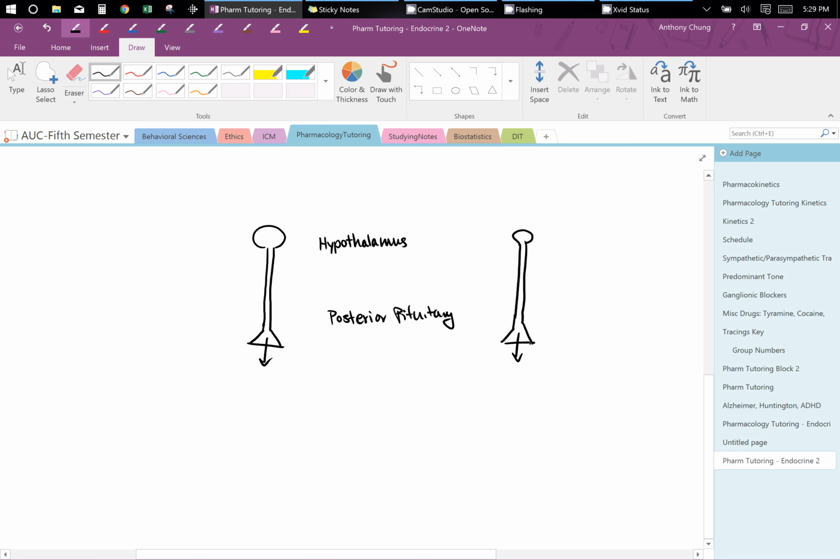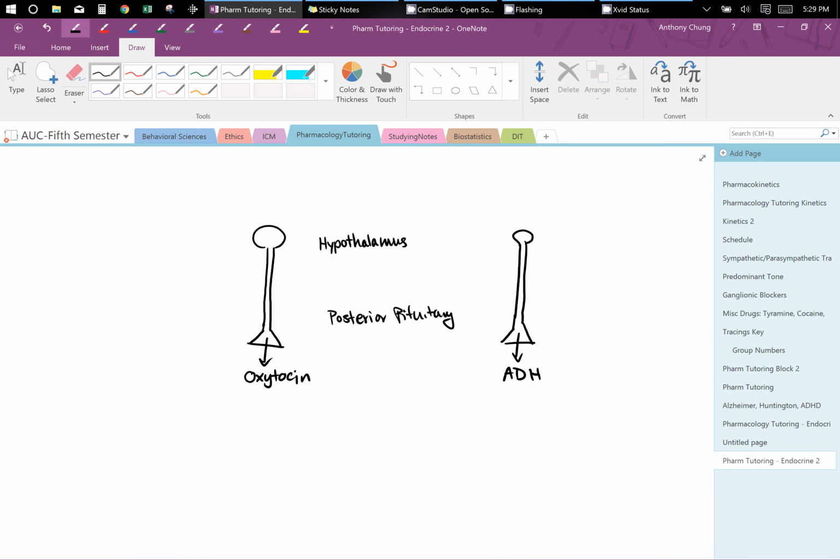Okay, so there are two things released in the posterior pituitary. One of them is oxytocin, and the other one is ADH. So we'll talk about the oxytocin part first. Oxytocin has to do with uterine contraction when you're giving birth, and it has to do with milk ejection. But the drugs and what it's trying to do with the whole system has more to do with the uterine contraction. So I'll draw the rest.